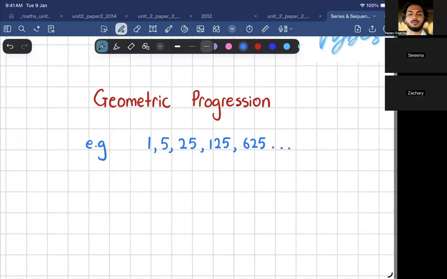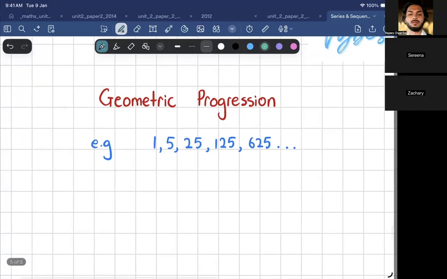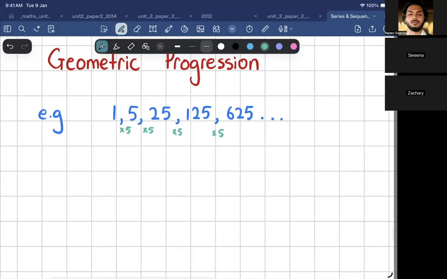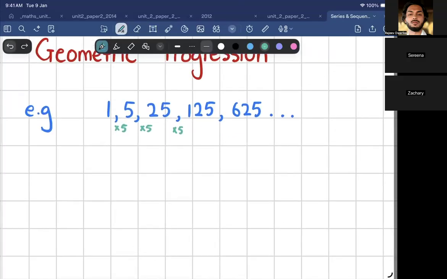Okay. So Serena, you notice here that each of my terms is increasing by what? Would I say I'm adding a number or am I multiplying by a number? Multiply by 5. Zachary, let me know, are you seeing that to get the next term, you have to multiply by 5? Yes, sir. All right. So that's what a geometric progression is. To get the next term, you're going to multiply by a common number. And we call that the common ratio.